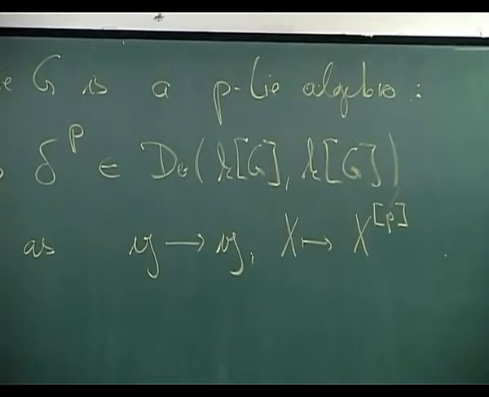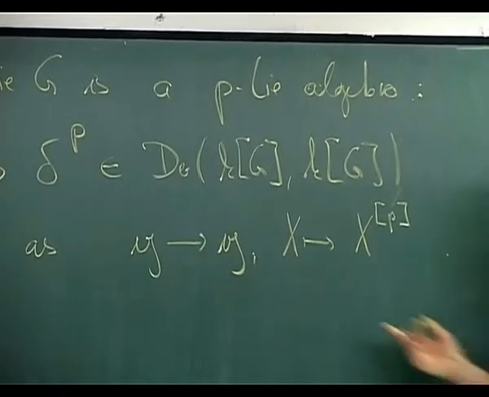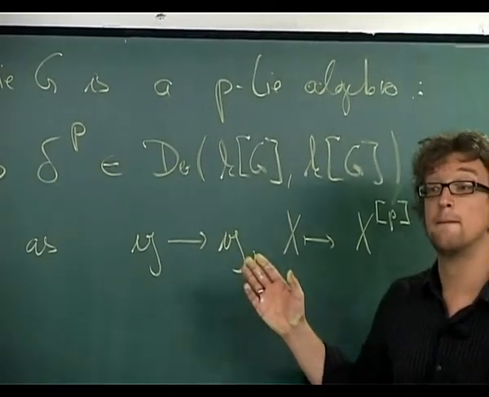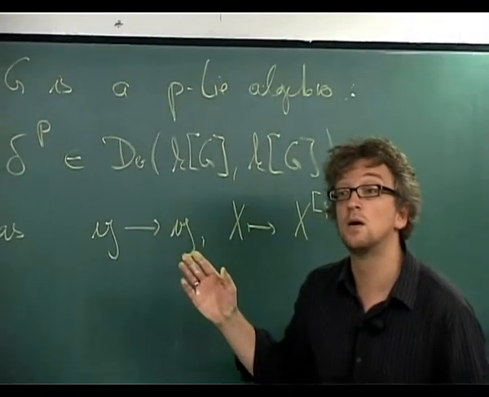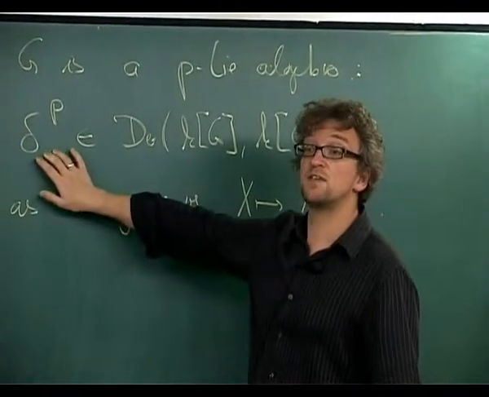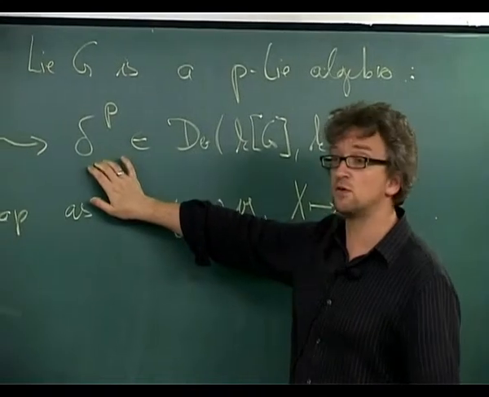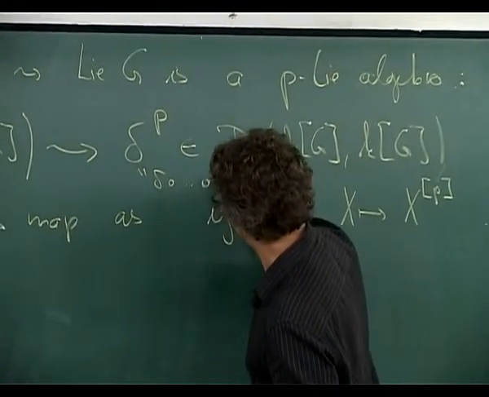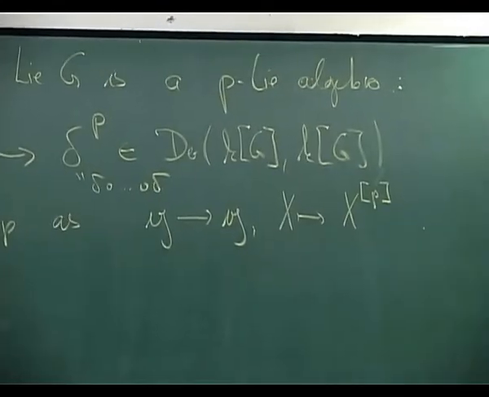Well, the reason is that a pth power in a Lie algebra doesn't make sense. Pardon me? Is it a composition or power? This is a composition of endomorphisms. Yeah, this is a p-fold composition of endomorphisms. And of course, you cannot do that in an abstract Lie algebra.